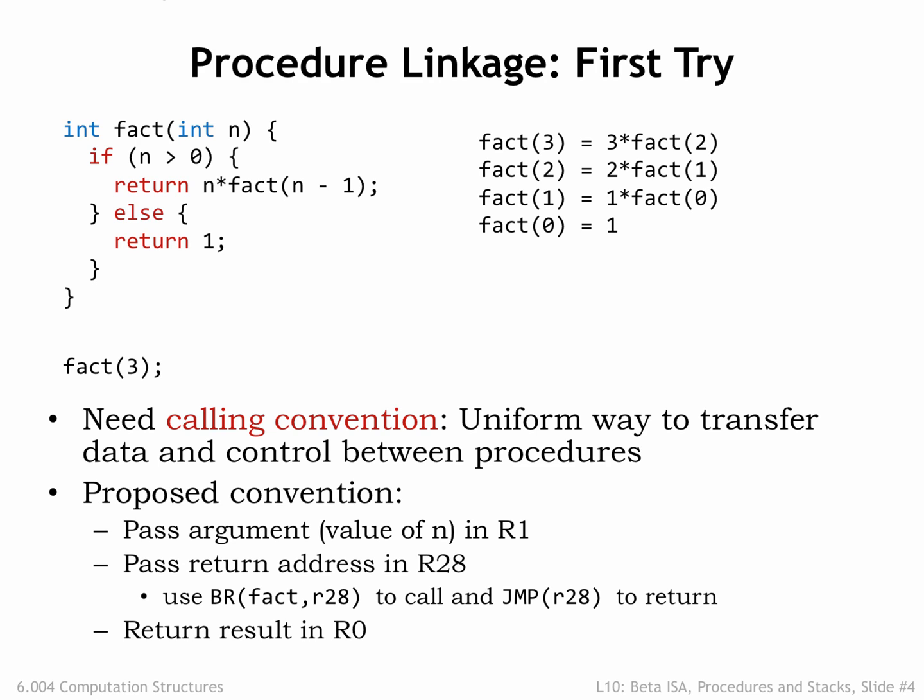Let's see how this would work when executing the procedure call fact of 3. As shown on the right, fact of 3 requires a recursive call to compute fact of 2, and so on. Our goal is to have a uniform calling convention where all procedure calls and procedure bodies use the same convention for storing arguments, return addresses, and return values. In particular, we'll use the same convention when compiling the recursive call, fact of n-1, as we did for the initial call to fact of 3.